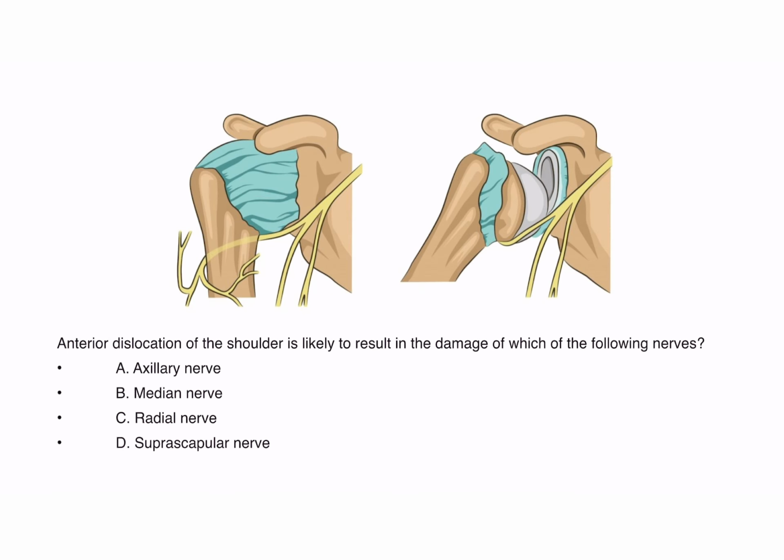Now, this question is about the shoulder. Anterior dislocation of shoulder is likely to result in damage of which of the following nerves? You know, the only nerve which comes like that and then encircles the humerus like that is the axillary nerve. And whenever there is a dislocation happening, the axillary nerve is stretched. So axillary nerve damage is most common, and the most common type of nerve injury in that case is neuropraxia.